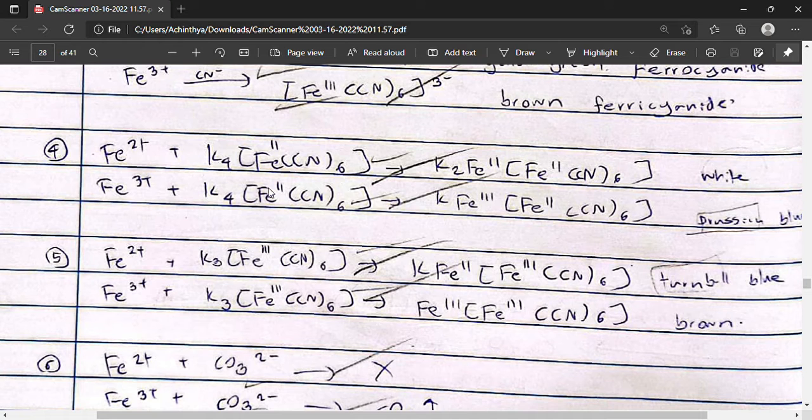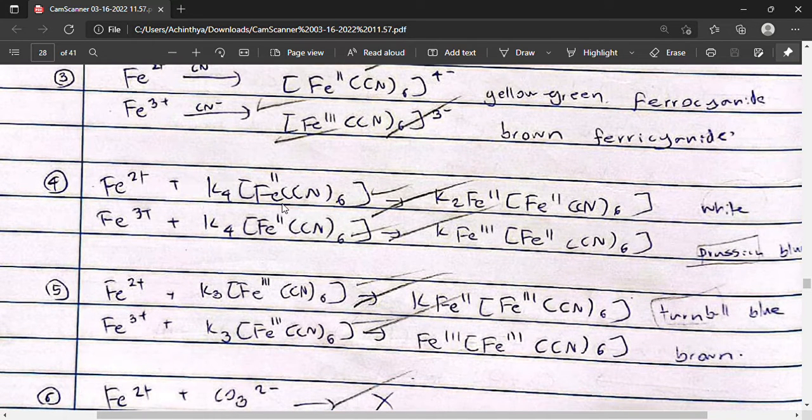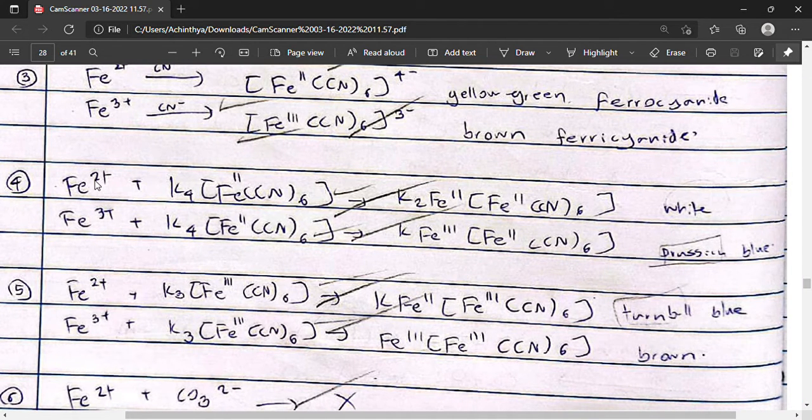Now here it gets very tricky. Over here what we see is a compound known as potassium ferrocyanide, while here we have a compound known as potassium ferricyanide. Now let's react the ferrous and ferric ions with each of them. If we were to react ferrous ion solution with potassium ferrocyanide, we get this white colored complex, K2Fe(CN)6.